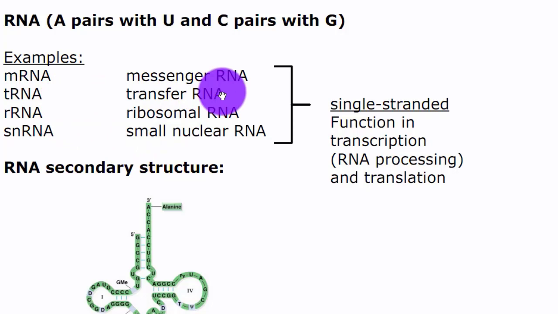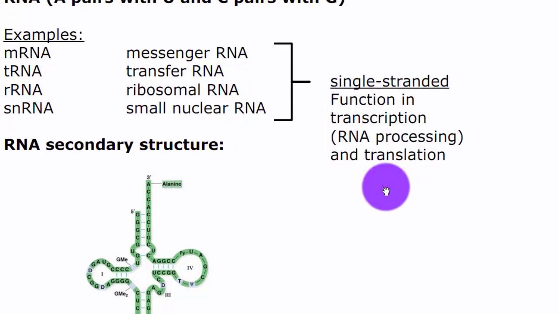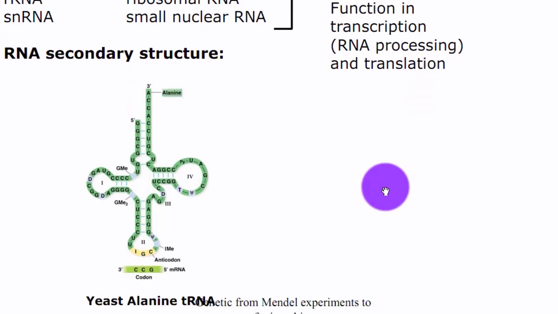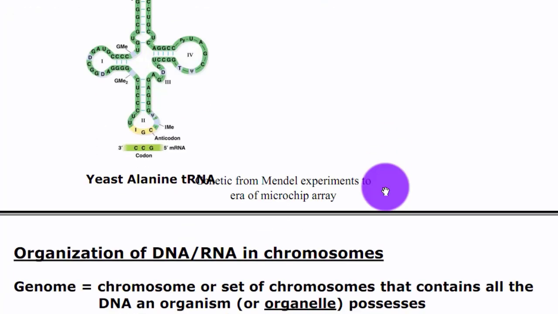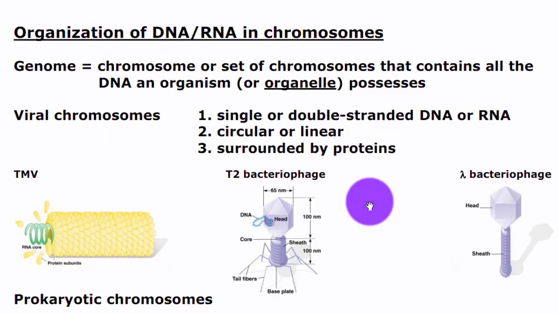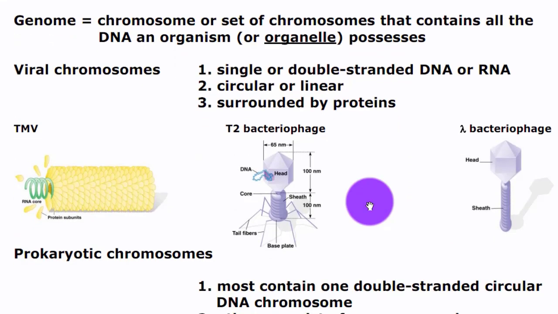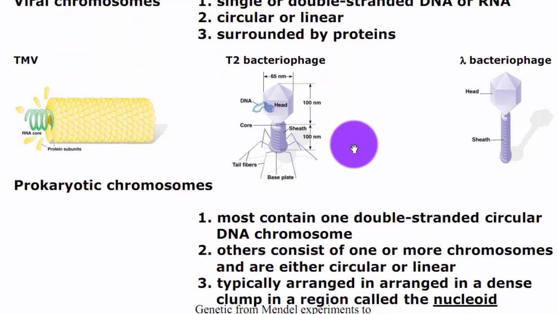Messenger RNA, transfer RNA, ribosomal RNA, and small nuclear RNA are all single-stranded and function in transcription, RNA processing, and translation. Here we find the messenger RNA and its structure. Now, the organization of DNA and RNA in chromosomes. The genome is composed of a chromosome or set of chromosomes that contains all the DNA an organism or organelle possesses. The viral chromosome is single or double-stranded DNA or RNA, circular or linear, surrounded by protein.